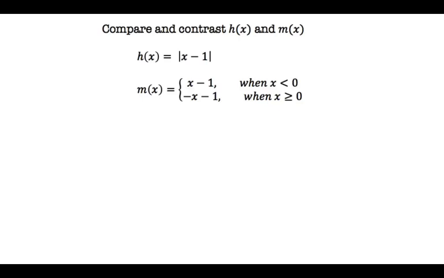All right, compare and contrast h of x and m of x. So h of x is the absolute value of x minus 1, and m of x is the piecewise function x minus 1 when x is less than 0, and -x minus 1 when x is greater than or equal to 0. So if you graphed these, they actually both turn out to be the same function, because an absolute value function is just a special type of piecewise function. So their graphs look the same. However, one is an absolute value function and one is written as a piecewise function.